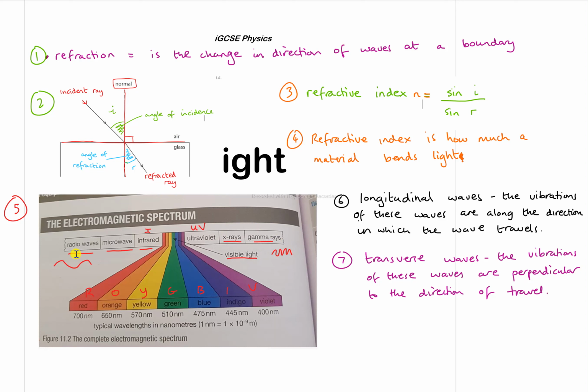Right. There's a mnemonic with this and I can't remember it, but maybe you can tell me. Right, longitudinal waves are waves where the vibrations are along the direction in which the wave travels. Transverse waves are where the vibrations are perpendicular to the direction of travel. Just learn these 2 definitions.